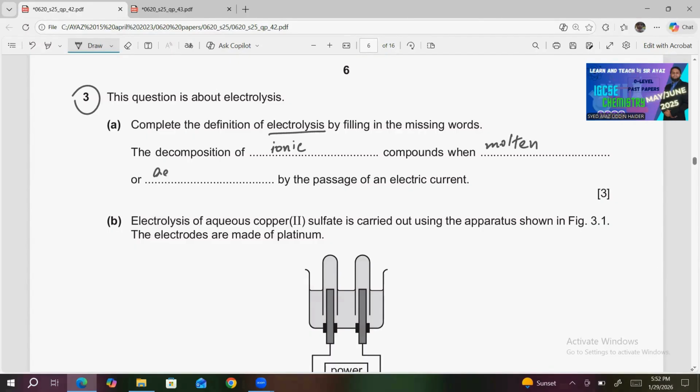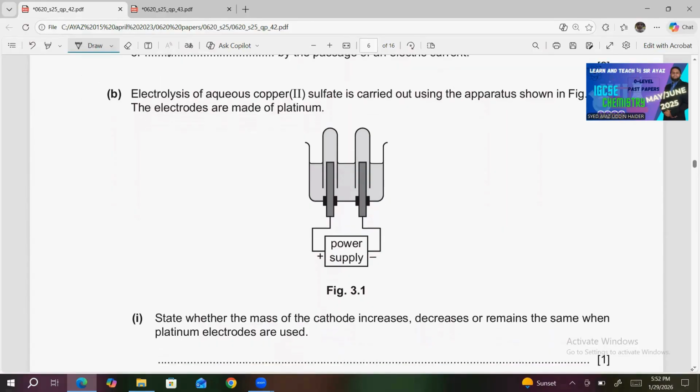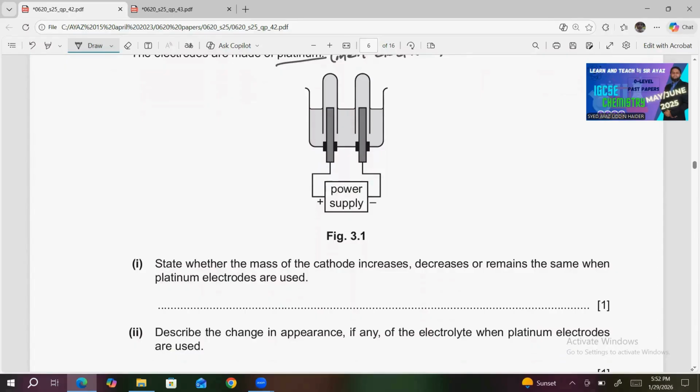And here you're going to write aqueous. B. Electrolysis of aqueous copper 2 sulfate is carried out using the apparatus shown in figure 3.1. The electrodes are made of platinum. Remember, platinum is inert. It's an inert electrode. An inert electrode is the one which provides mobile electrons and does not participate in the electrolysis except providing these mobile electrons. Number 1, state whether the mass of the cathode increases, decreases, or remains the same when platinum electrodes are used?